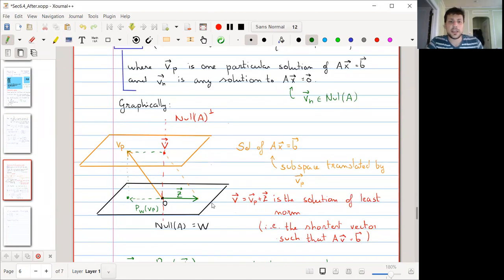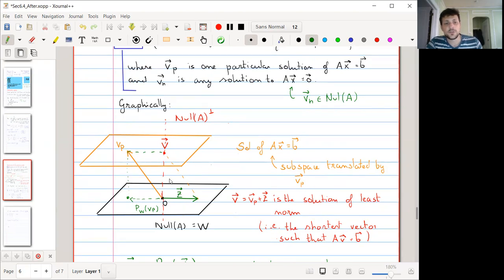I have a subspace, the null space of A, which I call W, and I have one particular solution, this orange vector Vp, which is one special solution of my linear system. So the set of solutions of my linear system is the null space translated exactly by that one particular solution Vp. So this orange plane here is the set of solutions of the linear system AX equals b.